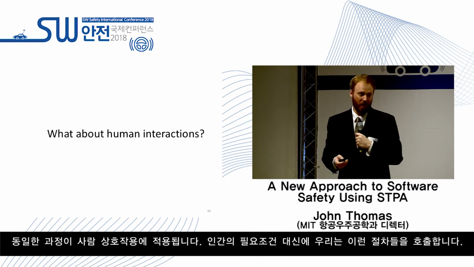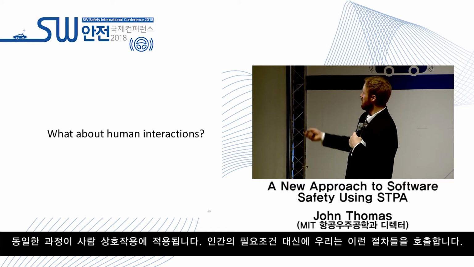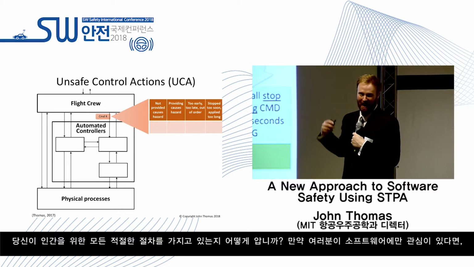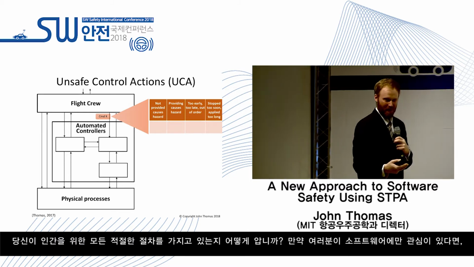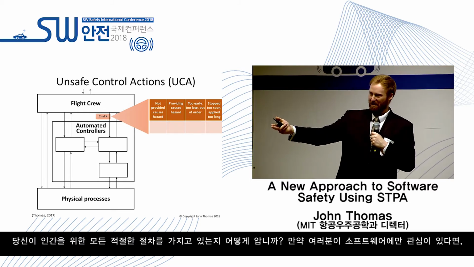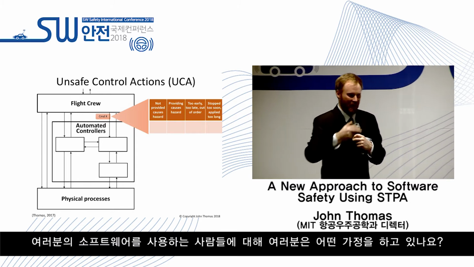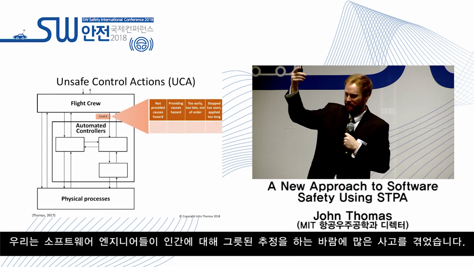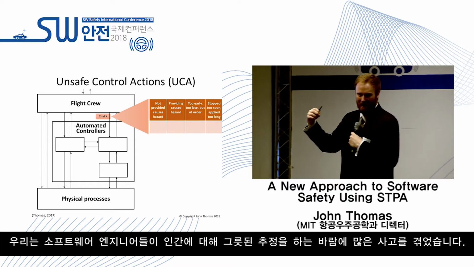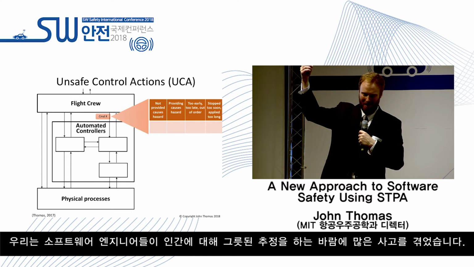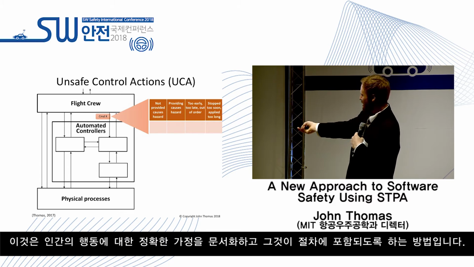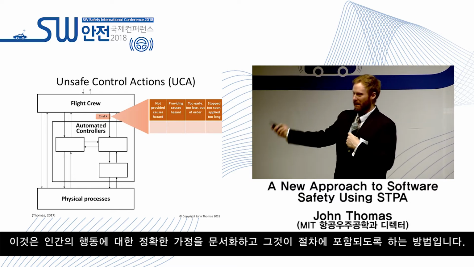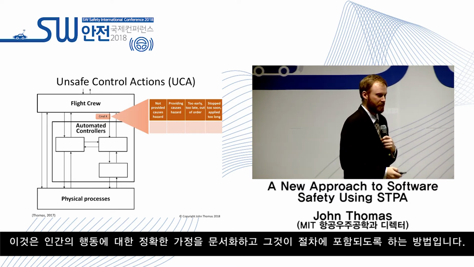The exact same process applies to human interactions. Instead of human requirements, we call these procedures. How do you know if you have all the right procedures for a human? If you're only interested in software, what assumptions are you making about the humans that use your software? We have had many accidents caused by software engineers making bad assumptions about the humans. This is a way to document your exact assumptions about human behavior and make sure it's included in the procedures.